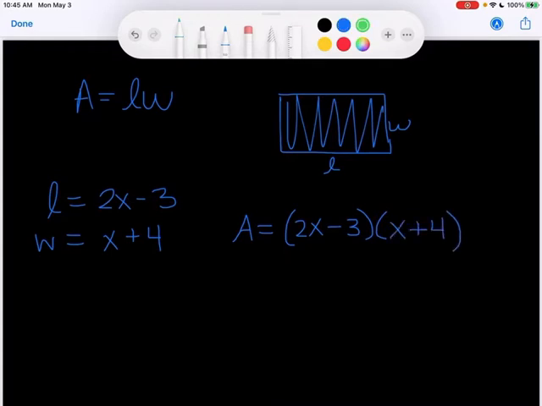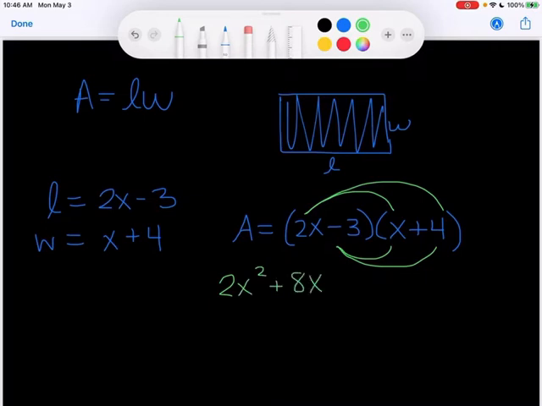We've got to multiply the 2x times the x and the 2x times the 4, and the negative 3 times the x, and the negative 3 times the 4. So 2x times x is 2x squared. Then we've got 2x times 4, which is positive 8x. Then negative 3 times x is negative 3x. And then negative 3 times 4 is negative 12. If you notice, these two are like terms, so we need to combine those. We get 2x squared, we bring that down. But 8x minus 3x is a positive 5x. And then bring down the minus 12.